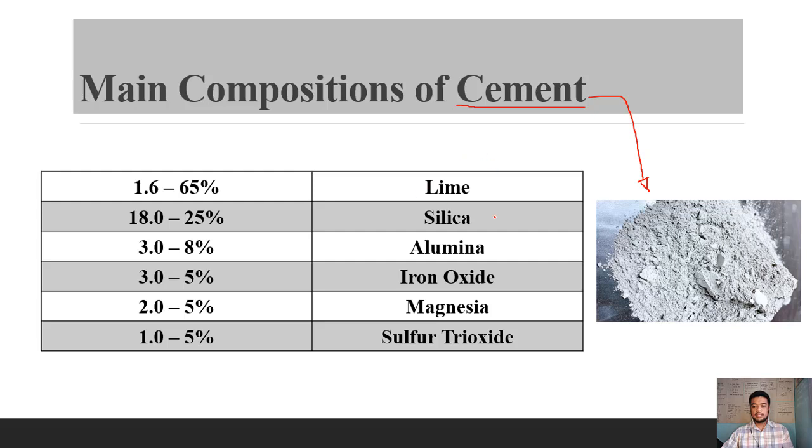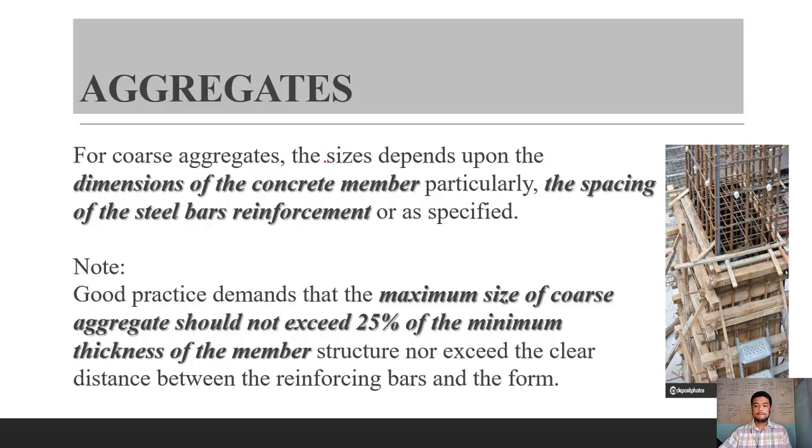So here are the compositions of cement. We have lime, silica, alumina, iron oxide, magnesia, and sulfur trioxide. That is in cement alone. So if you want to make concrete, just put sand, water, and gravel. For coarse aggregates, the sizes depend upon the dimensions of the concrete member, particularly the spacing of the steel bars reinforcement, or as specified.